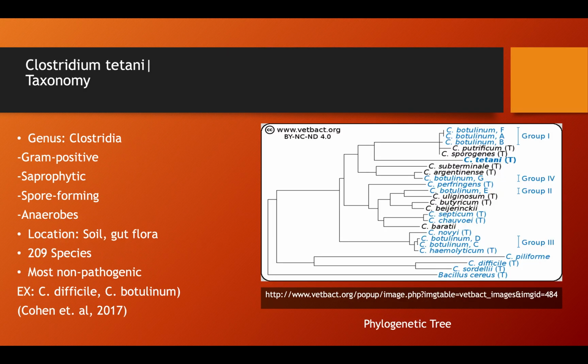Next, we'll discuss the taxonomy of Clostridium tetani. It is part of the genus Clostridia, and Clostridia are gram-positive, saprophytic, spore-forming, and anaerobes, and located in the soil or the gut flora of animals. There are approximately 209 species of the genus Clostridia, and most of them are non-pathogenic. Pathogenic ones include the classic examples C. difficile and C. botulinum.